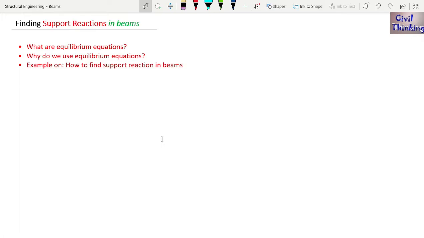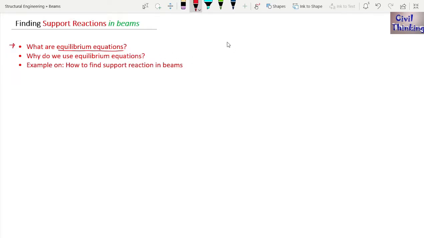So let's begin, first about what are equilibrium equations. I will give you real life examples of why we use the equilibrium equations, and why we use them to find the support reactions. Now, what are equilibrium equations?